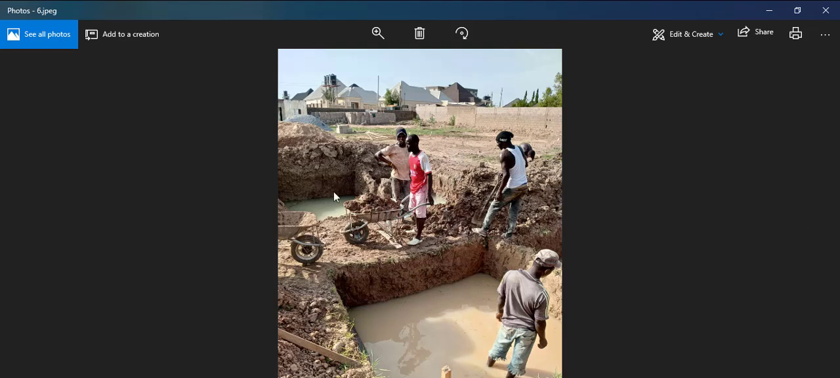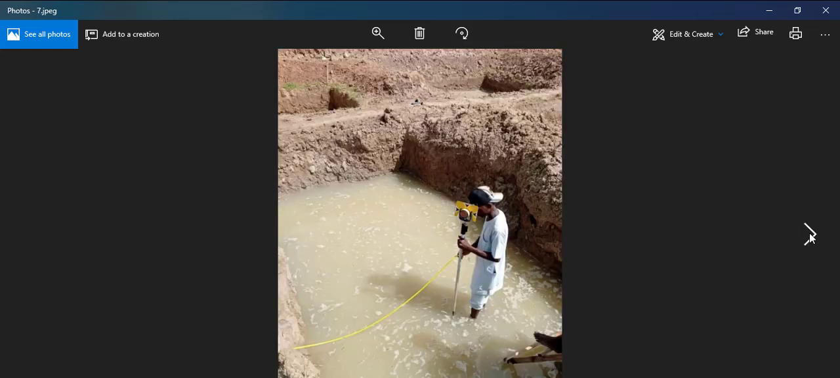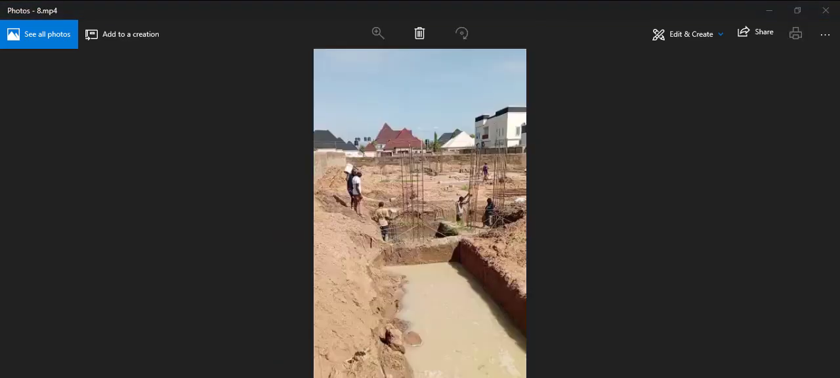You keep excavating even when the grounds were all dry. As you dig deep, because of the waterlogged area, you keep seeing water coming from the ground. So how do you handle that? That is the reason for this video.